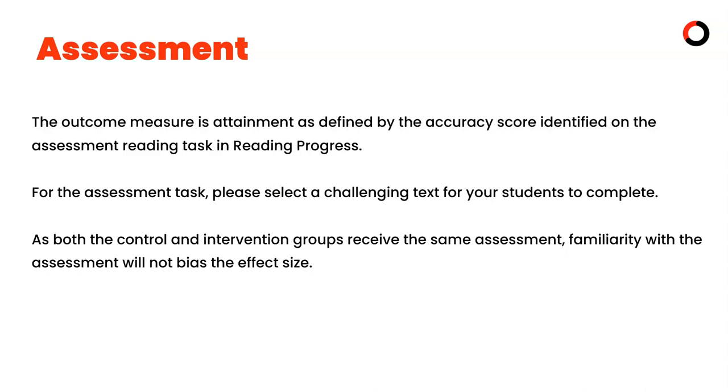So the assessment. The outcome measure is attainment as defined by the accuracy score identified on an assessment reading task in reading progress. For the assessment task, please consider this carefully and select a text that's challenging enough for the students to complete. As both the control and the intervention groups receive the same assessment, familiarity with the assessment will not bias the effect size.